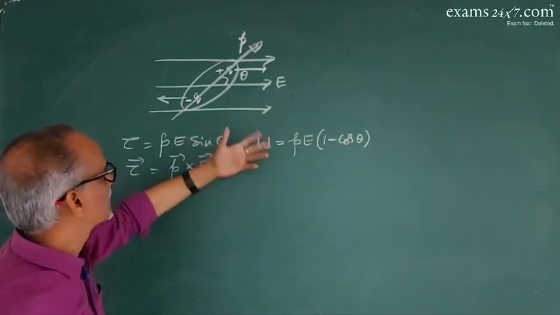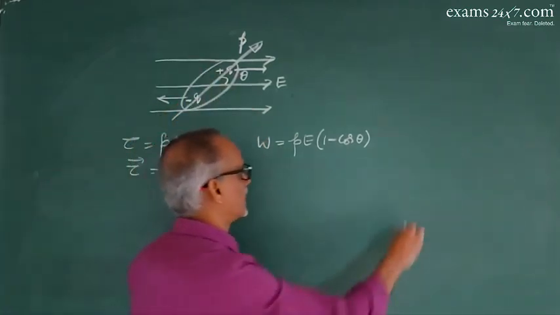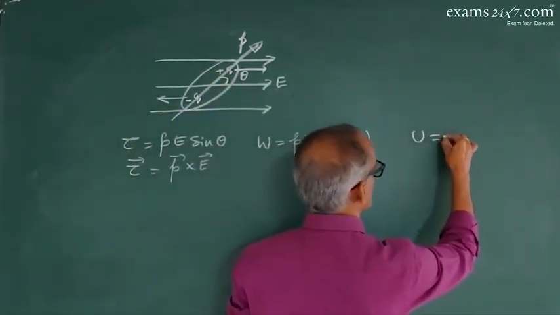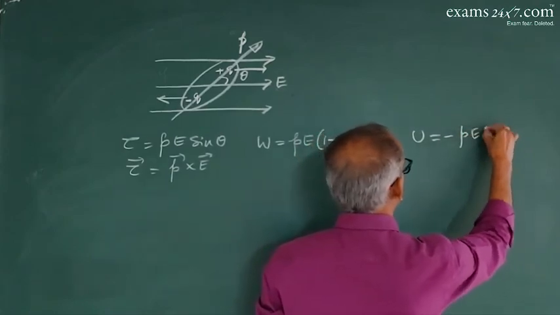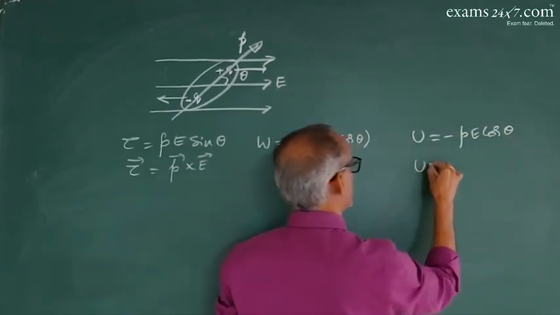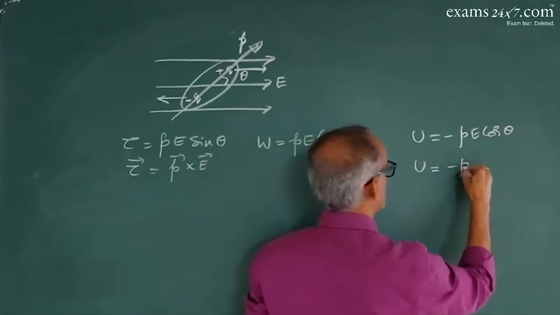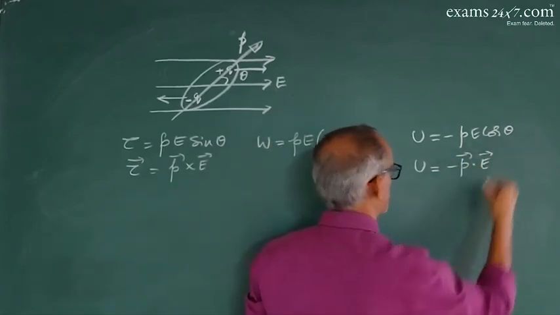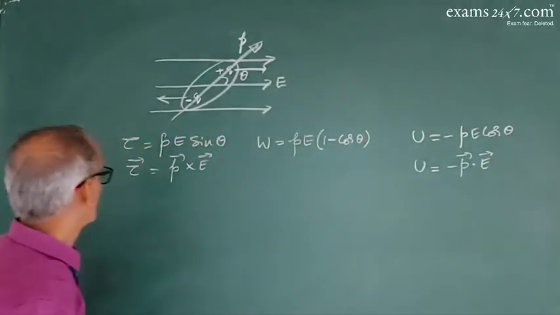And whatever the work done in rotating the dipole is stored as energy in the dipole, which is given by U = -PE cos θ. We can write that in vector form, which is U = -P⃗ · E⃗.